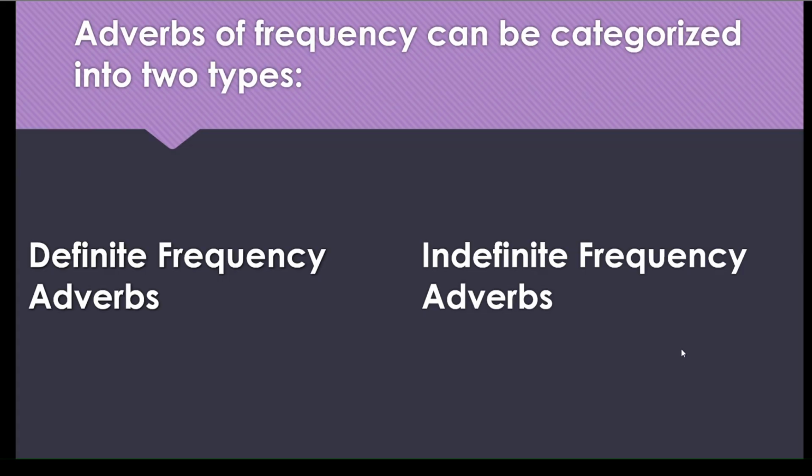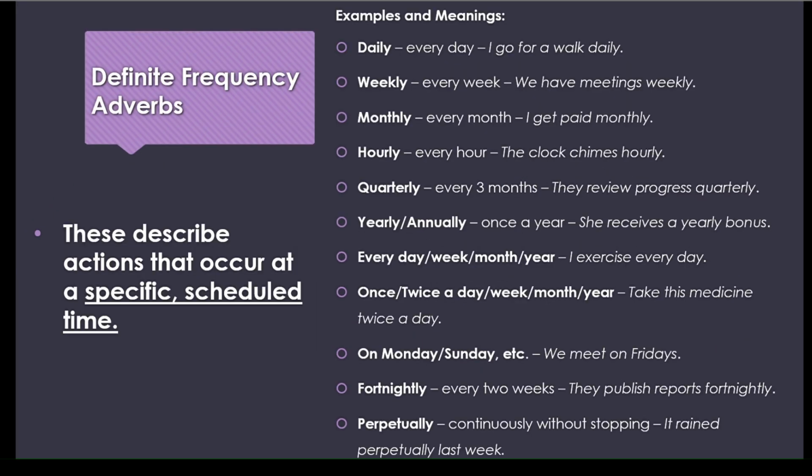Adverbs of frequency can be categorized into two types: definite frequency adverbs and indefinite frequency adverbs. Let's check their meaning. Definite frequency adverbs. These describe actions that occur at a specific scheduled time. Here we have examples and meanings.